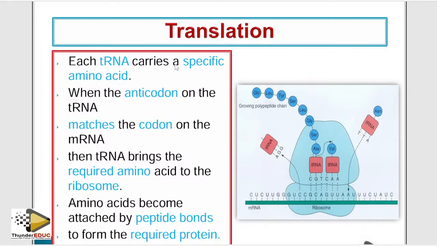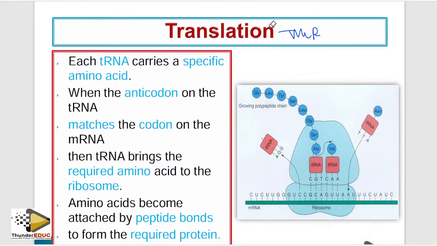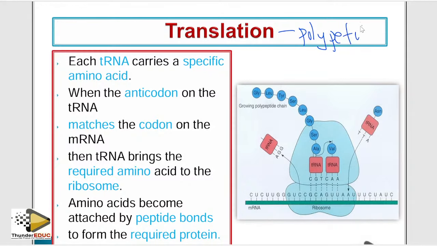Thank you very much. And then let's continue to translation. Translation is the formation of messenger... formation of the polypeptide chain. Yes, they're saying that translation is the formation of the polypeptide chain. Yes, polypeptide chain.